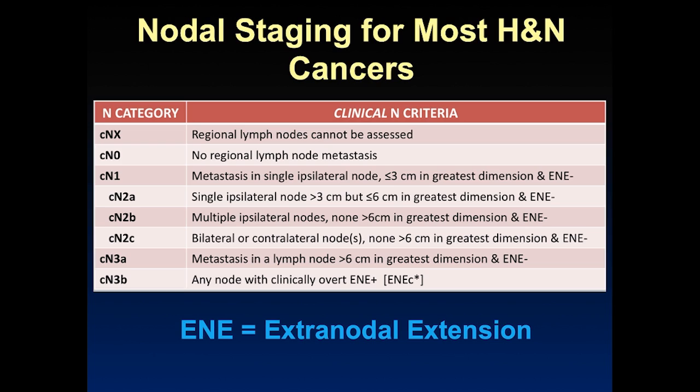When we're looking at this chart, we notice that one of the biggest markers is this idea of extranodal extension, that if you have any extranodal extension in any node, it gets upgraded to N3B disease, the worst staging, if you will. If you have ipsilateral nodes that are between 3 and 6 centimeters, you get N2A staging, which is upstaged from N1. And if you have multiple ipsilateral nodes, that's N2B staging. And if you have contralateral nodes, that is N2C staging.